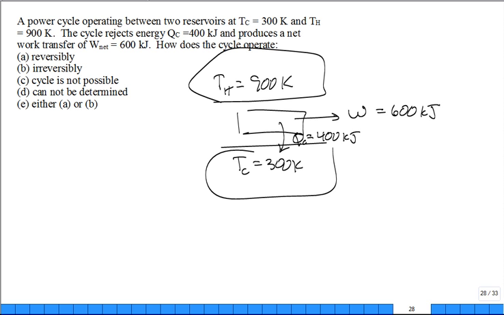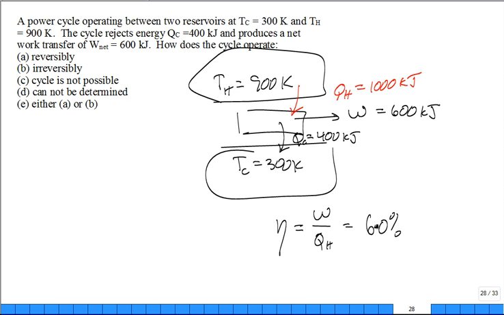So I think it takes a couple of steps. First of all, can you tell what QH has to be? It has to be 1,000. You have to do an energy balance over the overall system to see that QH is 1,000. Once I know QH, I can get the reported thermal efficiency. What's the reported thermal efficiency? Well, the work over QH, it's 600 over 1,000, 60%.